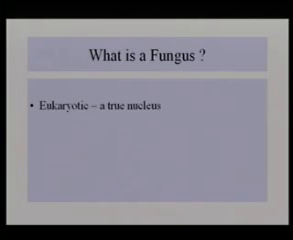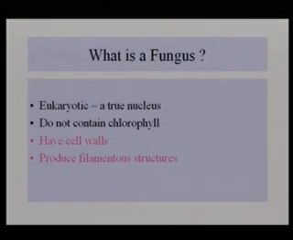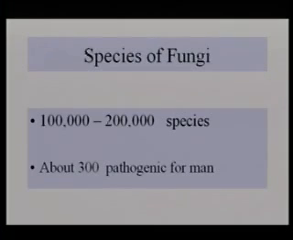The fungi are eukaryotic organisms. They have a true nucleus, unlike bacteria. They do not contain chlorophyll. At one time it was thought they did, but it's definitely shown they do not contain any chlorophyll. They have cell walls, and they produce mostly filamentous structures, and they produce spores.